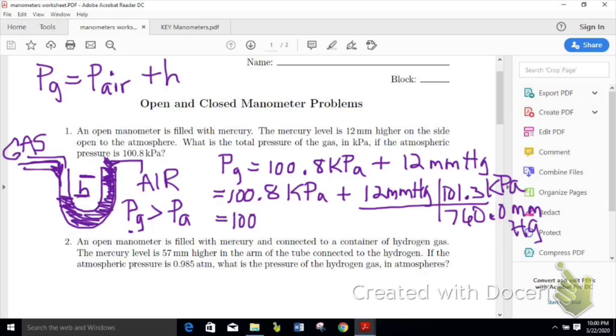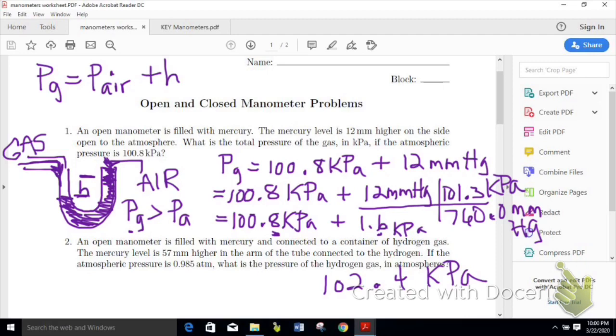So 100.8, and we get out our calculators. 12 times 101.3 divided by 760. We want to round that to 2 digits because of the 12 millimeters of mercury. That gives us 1.6 kPa. Now our adding rule: they both have 1 decimal, so we add them together and round to 1 decimal, and we get 102.4 kPa for our final answer to the first problem.